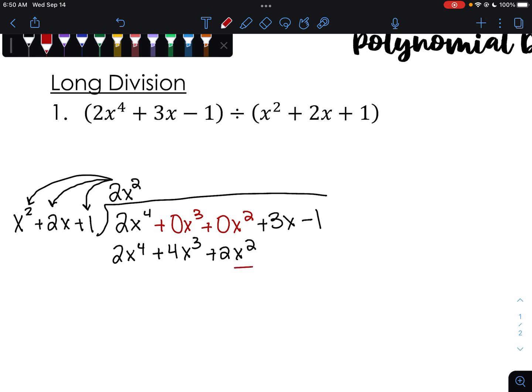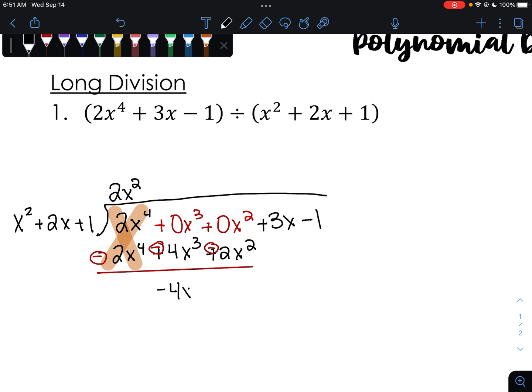From here, I draw my line, change all my signs. And I like to circle my signs so that way I know that I changed them. And now we repeat the process. Well, first we have to subtract down. So 2x to the fourth minus 2x to the fourth, that cancels out. That first term should always cancel out. We have 0x cubed minus 4x cubed. That is a negative 4x cubed. 0x squared minus 2x squared is a negative 2x squared. And we go ahead and drop down the next term, 3x.